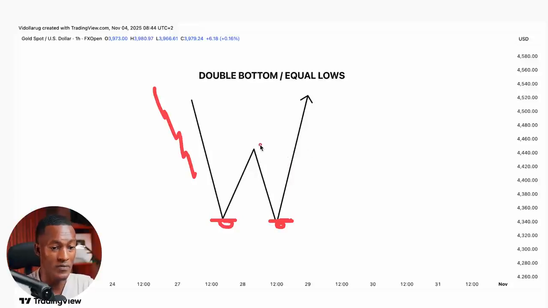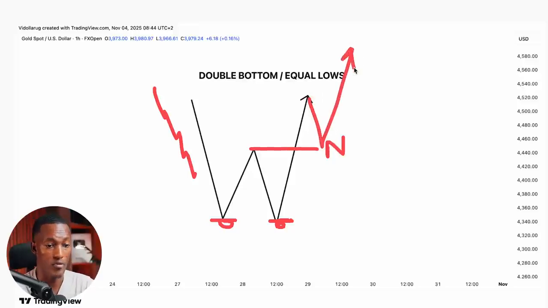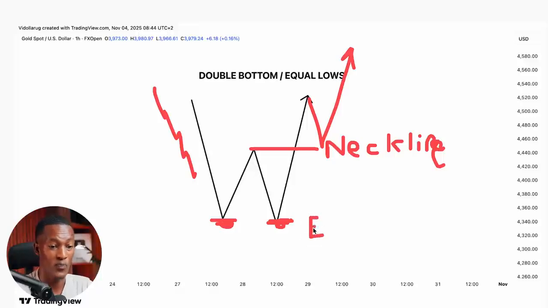Now if you do want to name this, we call this the neckline, and sometimes what's going to happen is the price, after breaking out, is going to come back to retest that level and finally push in that direction. That's very, very important. So we've said this is the neckline. On the other side, you could also call these equal lows.